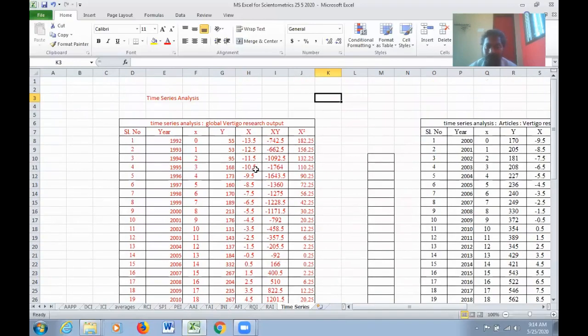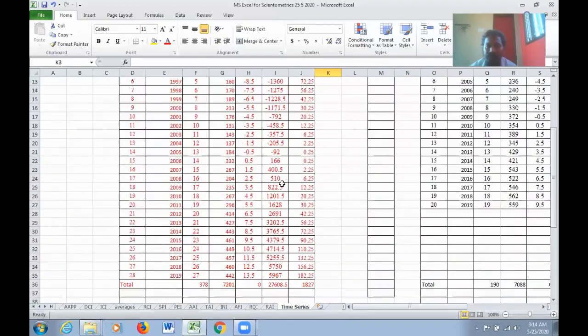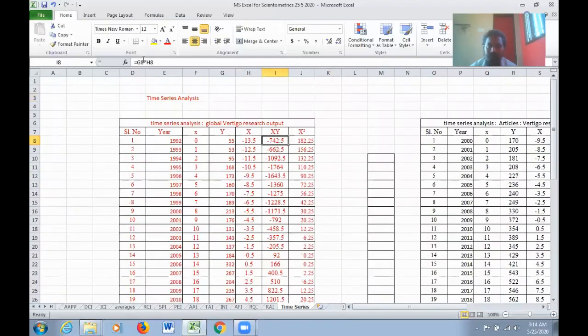Fine. So this is calculated. This we are writing. Then EXY, so minus 13.5 multiplied by 55. You get XY for all the years. You can do a simple calculation. Then X square: 13.5 into 13.5, both are minus, so the result will be positive. This way you calculate X square for all years.